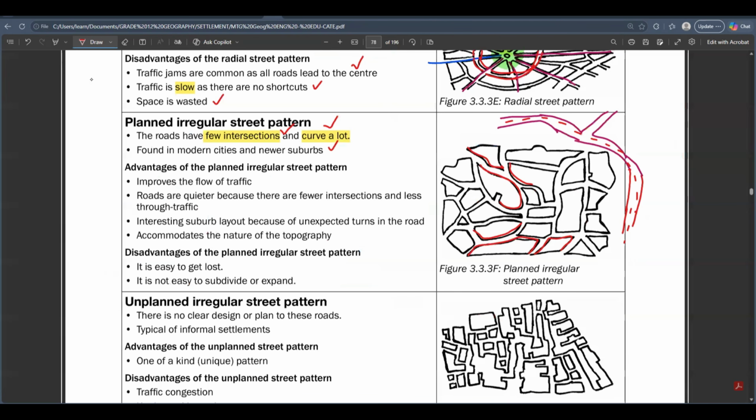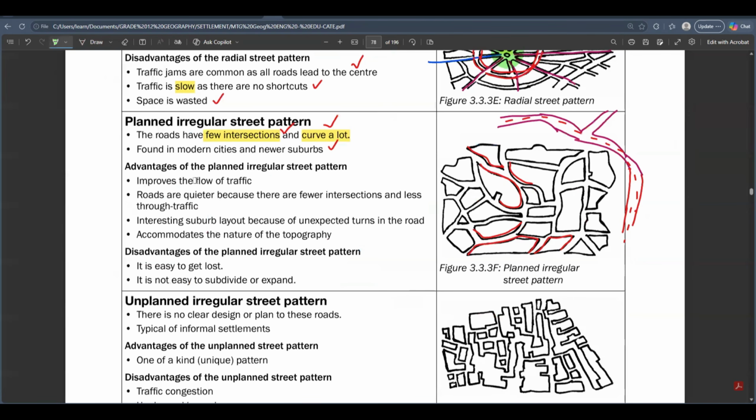An advantage of having these roads that are curving is that it improves the flow of traffic as well. Fairly all of the street patterns have a way of improving the flow of traffic. And then the roads are also quieter because there are fewer intersections. The roads don't intersect that much. So this is one road all of the way. It curves and curves and curves through the entire township. Okay, so the roads are quieter.